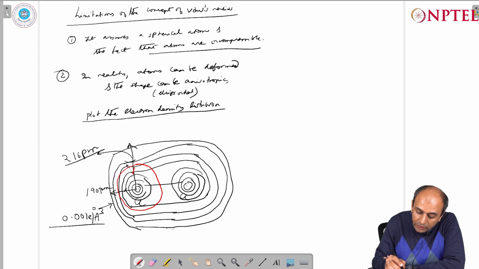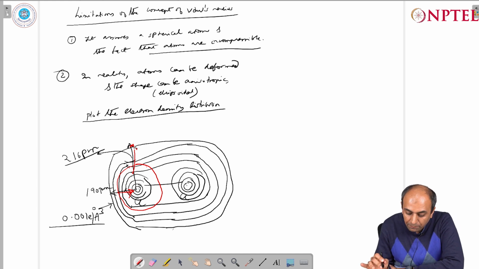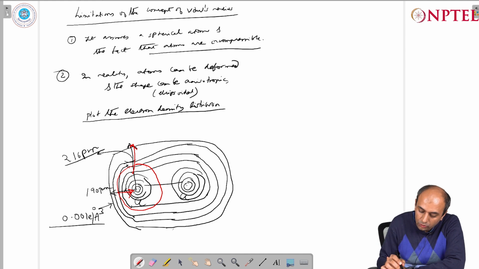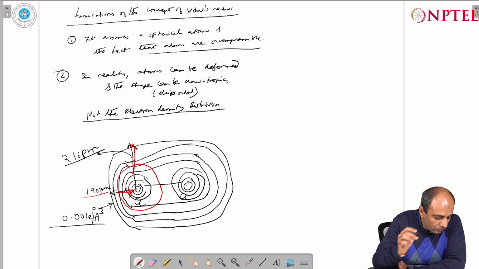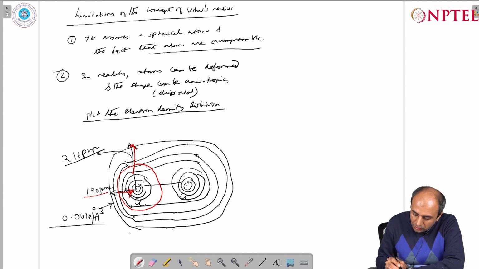So there is some contraction of the electron density along the bond axis, and there is some expansion of the electron density perpendicular to the bond axis. Overall, this gives rise to an anisotropic distribution of the electron density, which again says that a given atom does not have a single van der Waals radius. There are two values of van der Waals radii, one 190 picometer, another 216 picometer. So, this talks about the non-spherical nature of atoms.